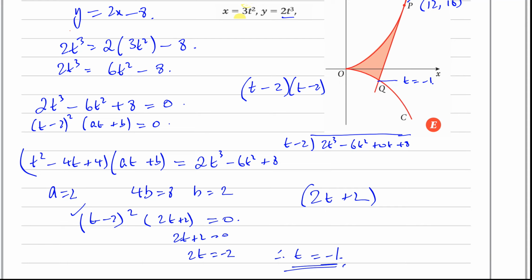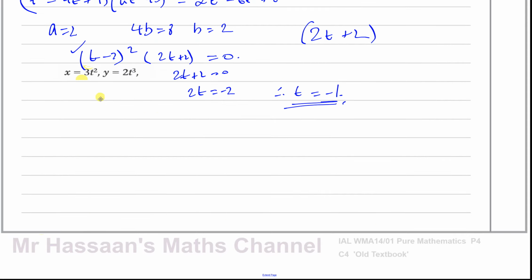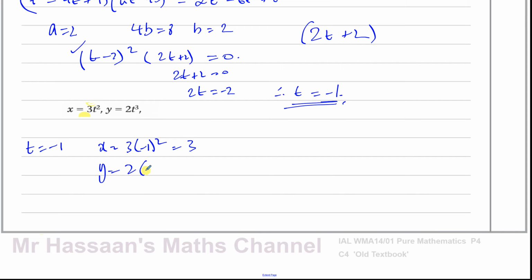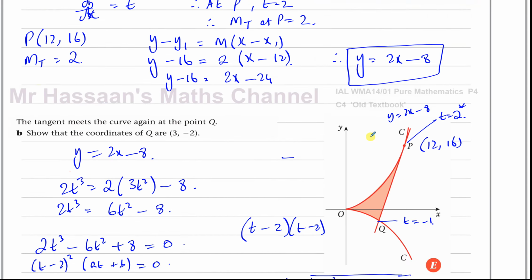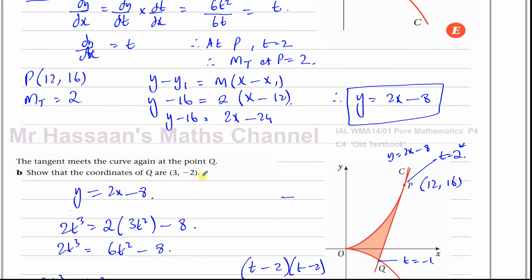So how can we now find the coordinates of Q, or show that the coordinates of Q are what they asked us to show? Well, we'll take this and replace the t with -1. So we see that when t equals -1, x equals 3 times (-1)², which is 3, and y equals 2 times (-1)³, which is 2 times -1, which is -2. So the coordinates of Q are (3, -2), according to our working, and that's exactly what it is.